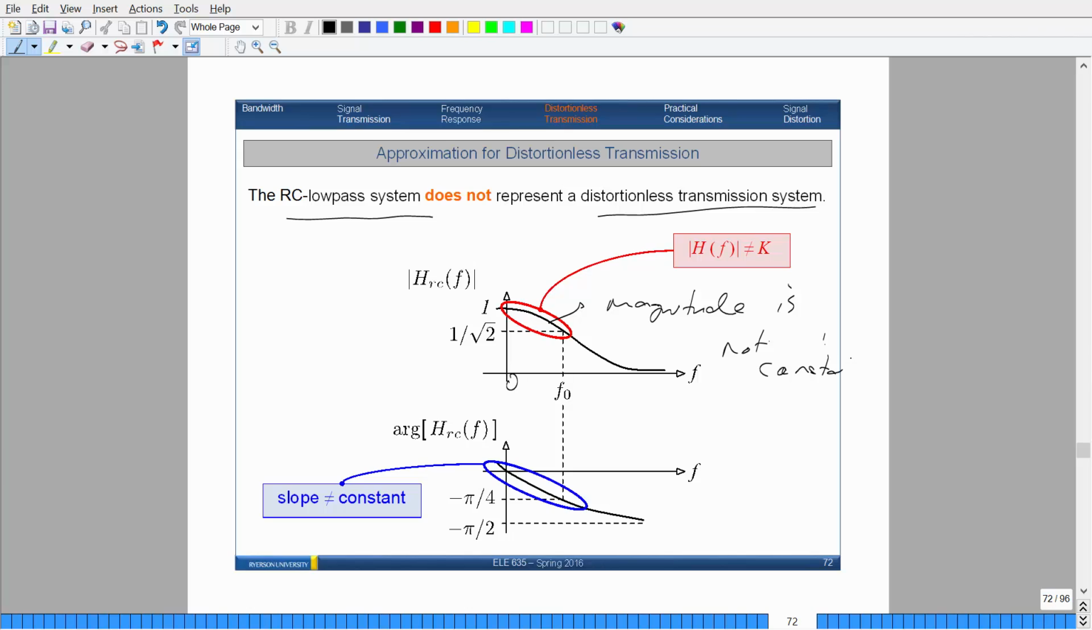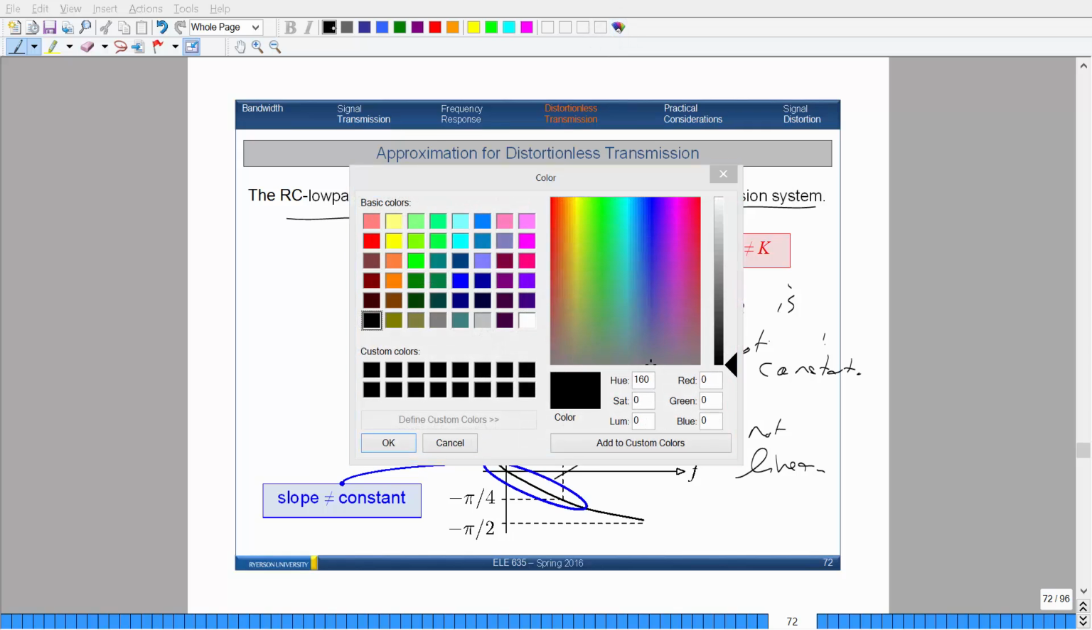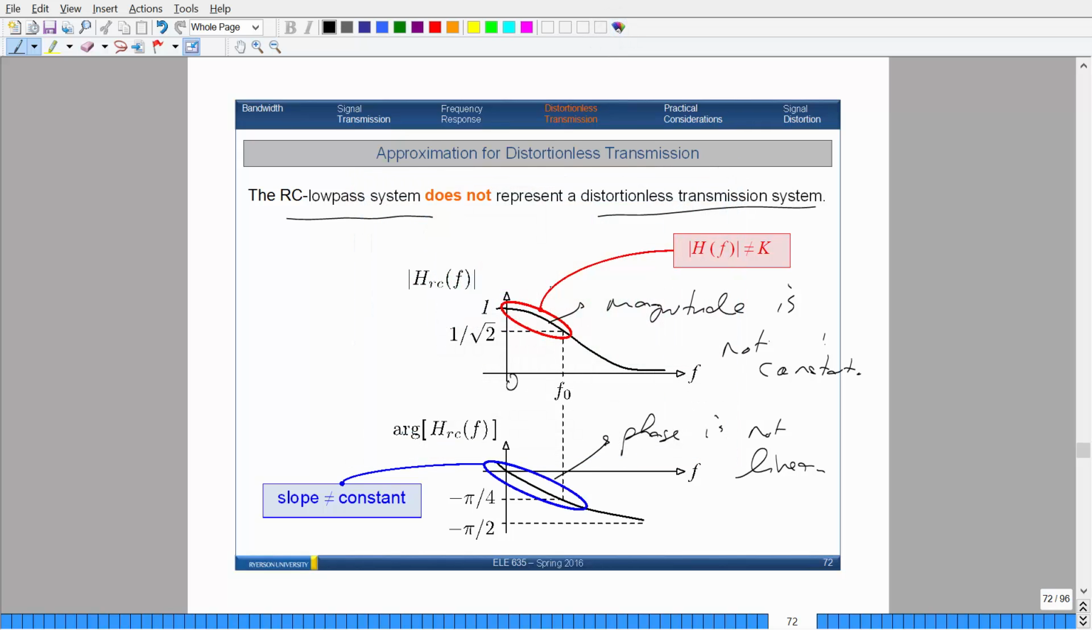Okay, that's not good. Also, the phase is not constant, too. The phase is not linear. When the phase is not linear, that means that the slope is not a constant. When something is linear, that means that the derivative of the phase is actually constant. All right, sorry. Okay, so what do you do in this case?